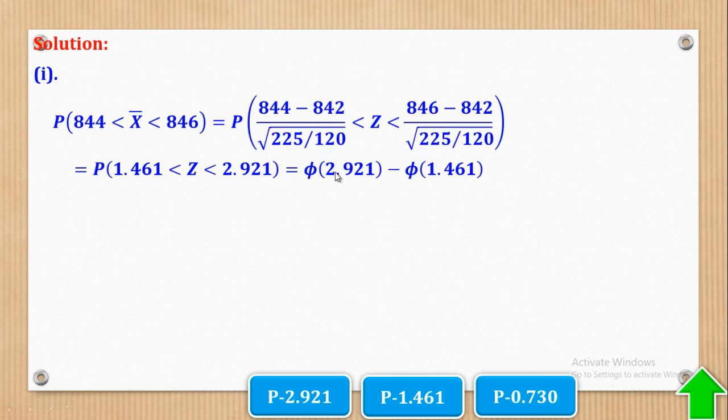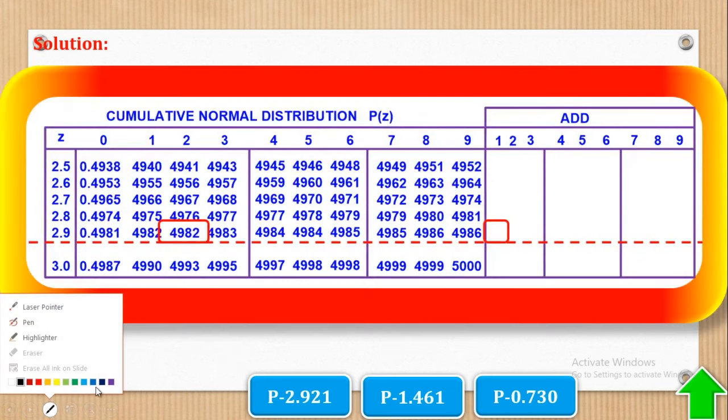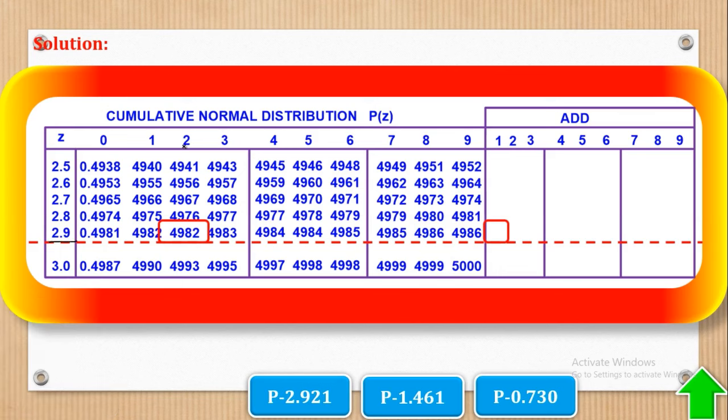So let's start with the one of 2.921. So 2.921, 2.9 is there, 2 is there, and 1. I think you see that this is blank, meaning it is ignored. So we are going to take only this one, which is 0.4982.